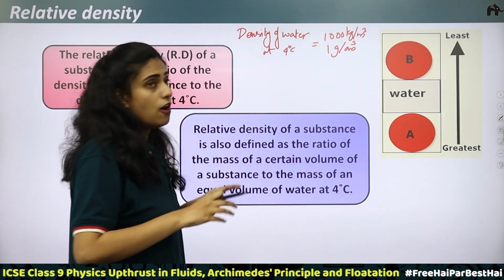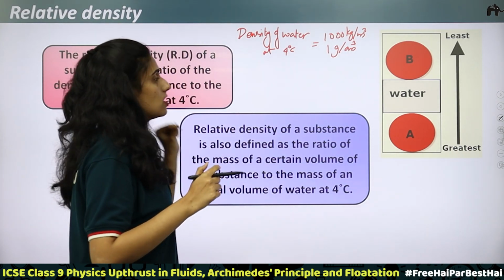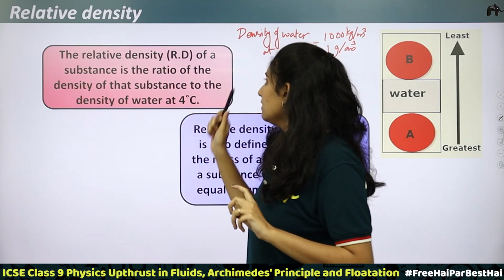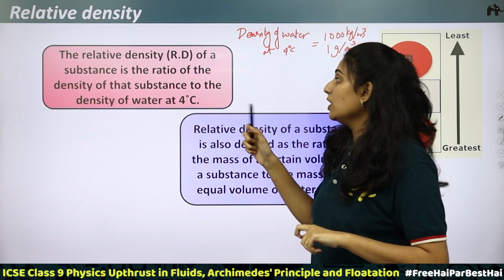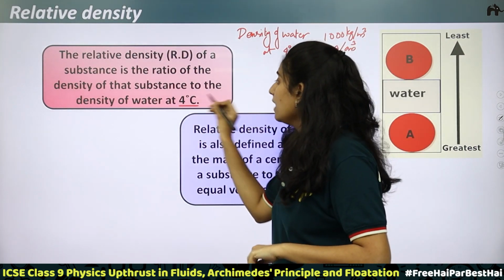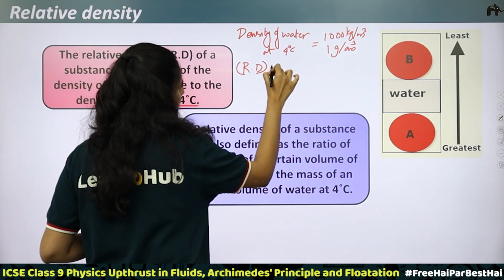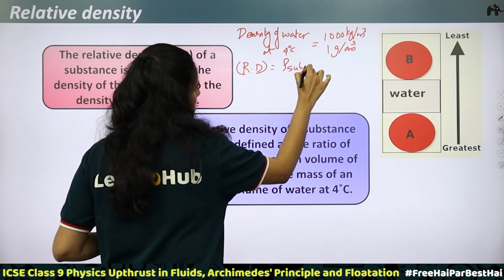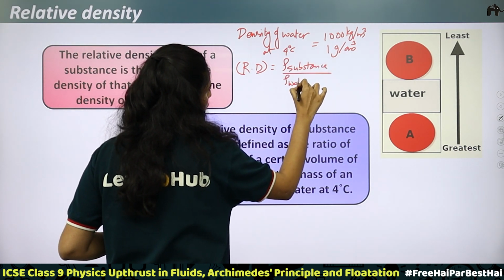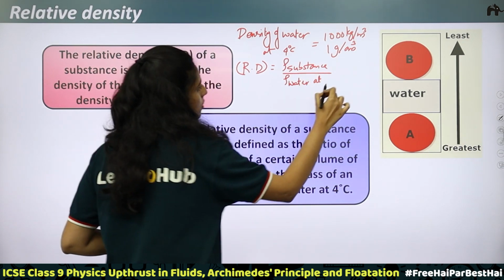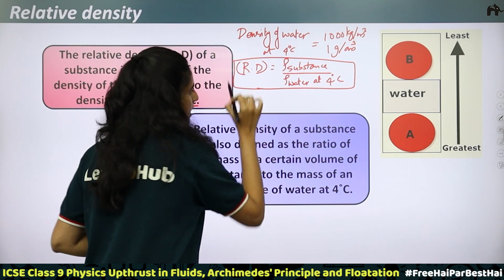So, the ratio of density of a substance to the density of water at 4 degrees Celsius is called the relative density. Relative density, represented as RD, of a substance is the ratio of the density of that substance to the density of water. Remember, it is at 4 degrees Celsius. So, relative density is equal to density of substance divided by density of water at 4 degrees Celsius. This is one way in which we can define relative density.